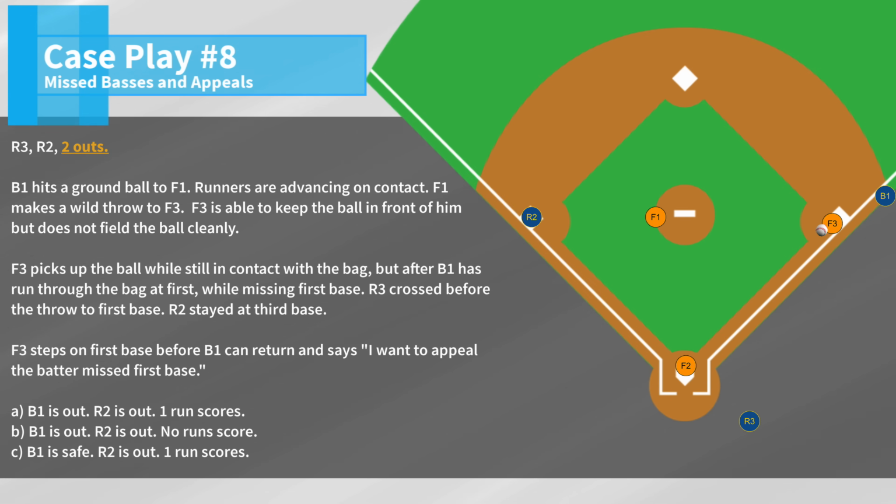R3 crossed home before the throw to first base. R2 stayed at third base. F3 steps on first base before B1 can return and says, "I want to appeal the batter missed first." Is this A, B1 is out, 1 run scores? B, B1 is out, no run score? C, B1 is safe, 1 run scores?